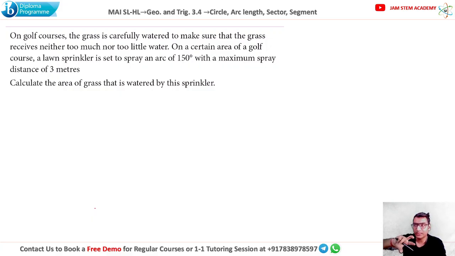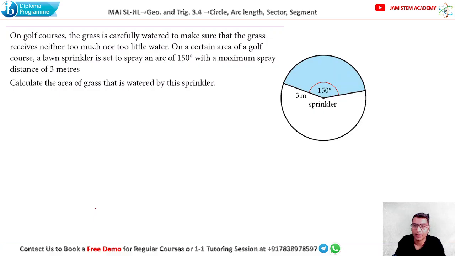Okay, can you see there is a sector in this case, right? It is rotating through that 150 degrees. It is only covering that 150 degree area of that circle, right? And the radius is 3 meters. So let's draw the figure first. As you can see, this blue portion represents the portion which is watered by the sprinkler. So the angle is 150 degrees, radius is 3 meters, and the sprinkler is set at the center of the circle. So what we are looking for is this area.